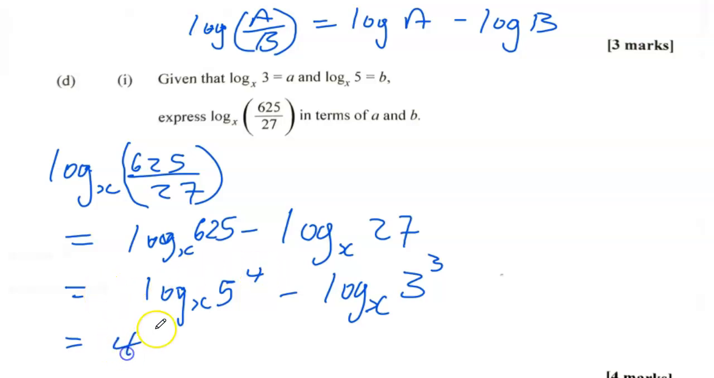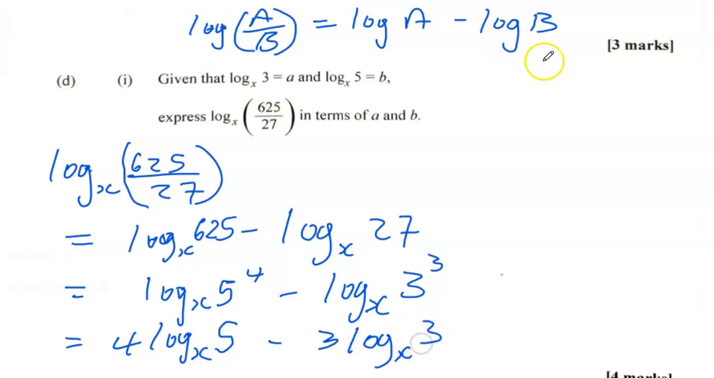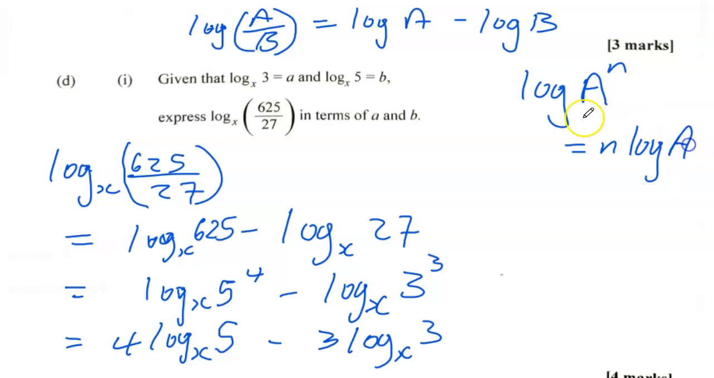So 4 log 5 minus, we can put the power here, 3 log 3. There's also another rule of logs that says, if you log a term, log a to a power n, then this is equal to n log a. Alright, so the power here, we can move it back and forth to the front or to the power here.